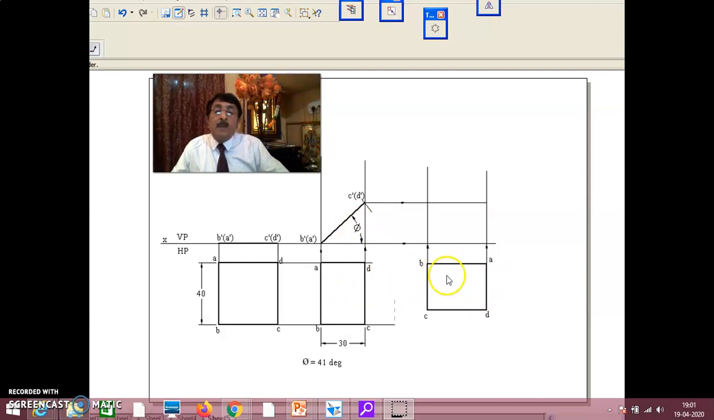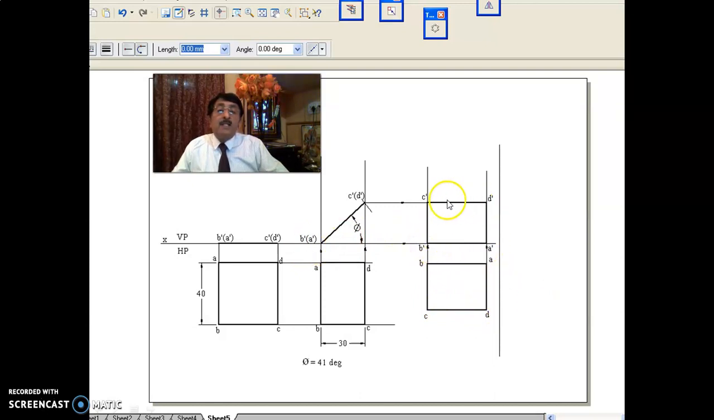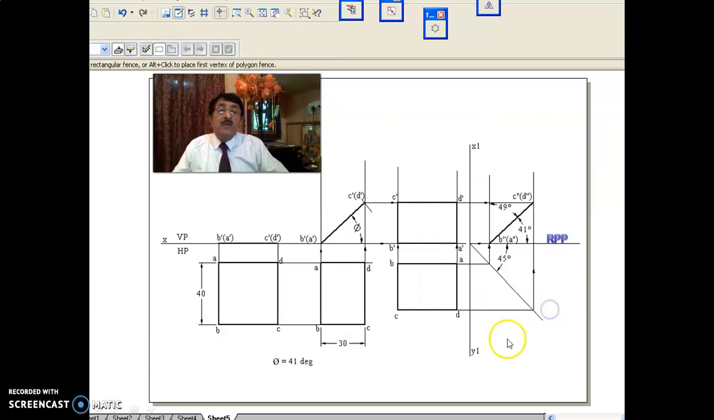Now in the problem given, observe that the edge on HP is AB. It is already parallel to HP. Now we make it parallel to the XY line also, so it becomes parallel to VP also. Make AB parallel to the XY line. Once you do this, you get the points. This is A dash, B dash, C dash and D dash. In that way you got the front view in this position.